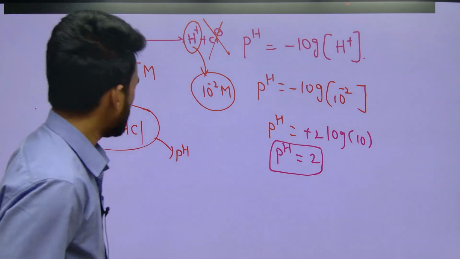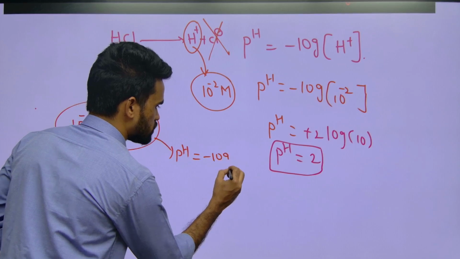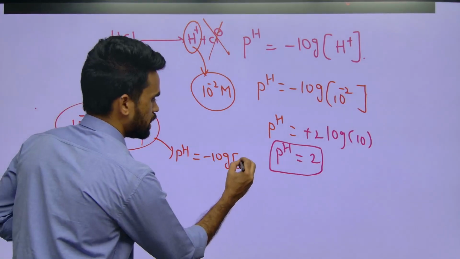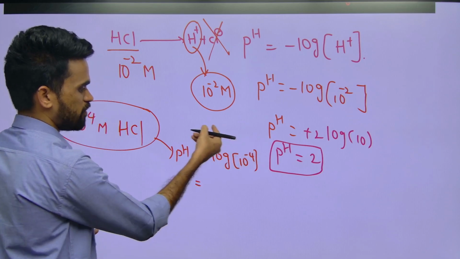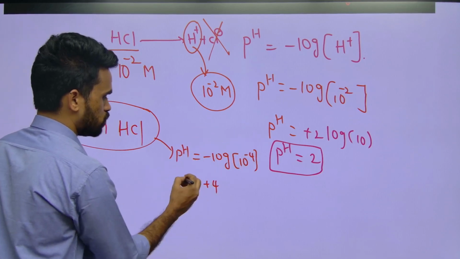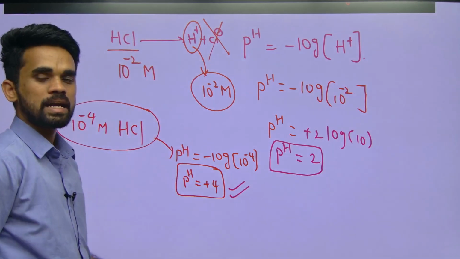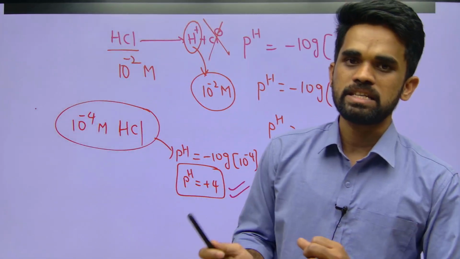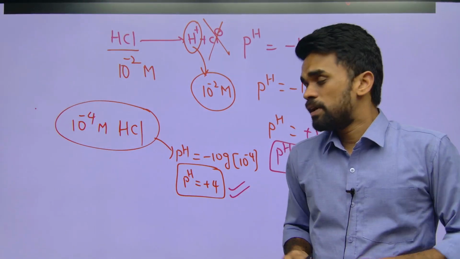Okay, now tell me, how can you say this? pH, I told you, is minus log concentration of H plus, that is 10 power minus 4. So you can write minus and 10 power minus 4 here, it becomes plus 4. This is your pH. Like this you can calculate the pH of the given acids and bases. Till now the examples are for acids only.